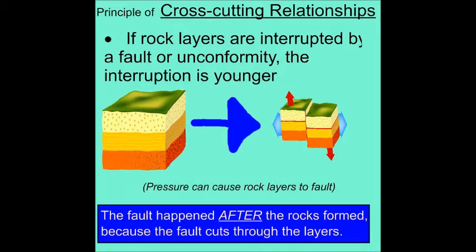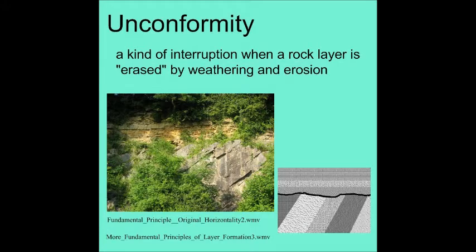You can see here that pressure can cause rock layers to fault or break in half like this. And we know that because the fault cuts through the layers, the fault happened after the rock formed. The other type of interruption we can have is called an unconformity, and that's when a part of the rock's layers are erased by weathering and erosion.